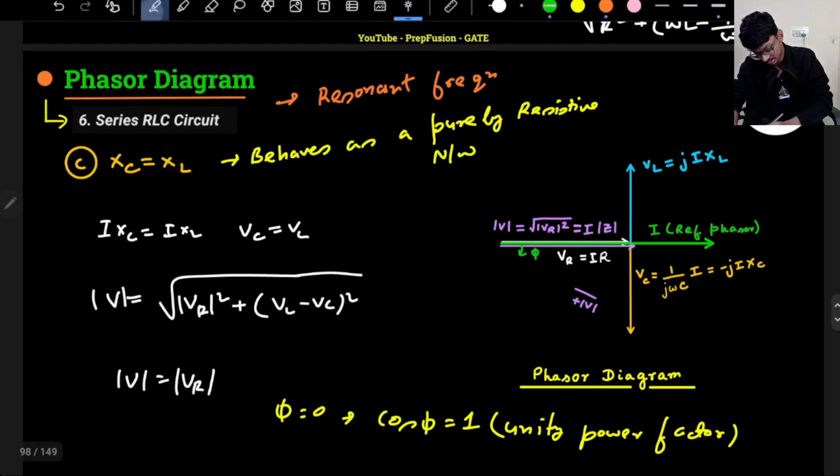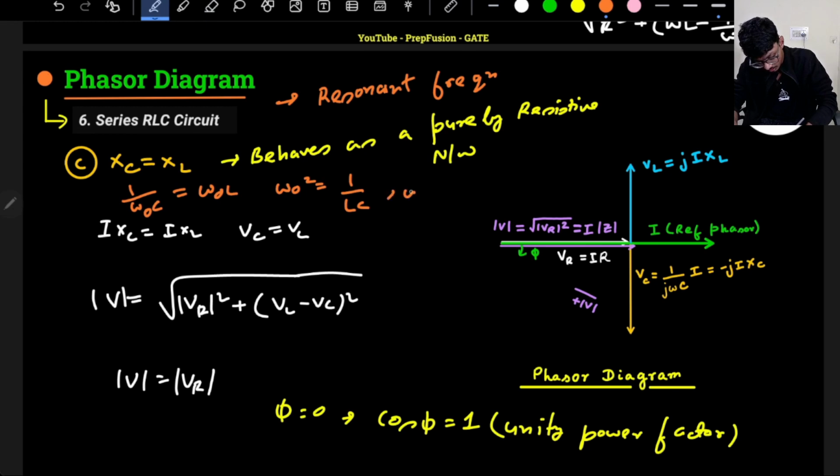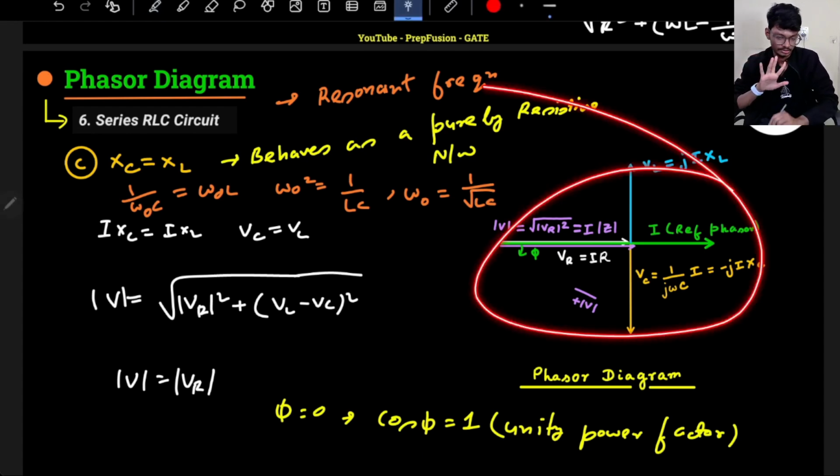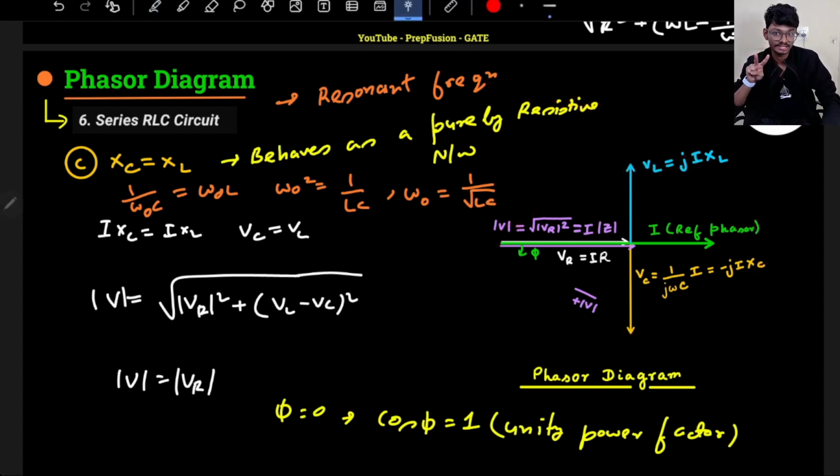Your XL is equal to XC. So basically, 1 by omega naught C is equal to omega naught L. So omega naught squared is 1 by LC, or omega naught is 1 by under root LC. This is known as the resonant frequency. We will discuss this later on, but for a particular frequency this condition can happen, okay. So even though your circuit contains reactive elements, it can behave as a purely resistive circuit.